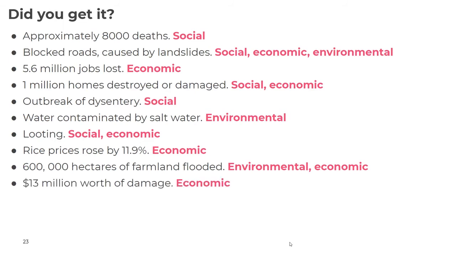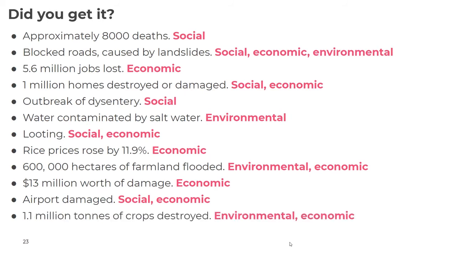$13 million worth of damage, economic. Airport damage, social and economic. It prevents people from accessing other places, and also it affects goods being able to be transported in and out of the country through exports and imports. And lastly, 1.1 million tonnes of crops destroyed. So this is environmental, but it's also economic. So how did you get on?